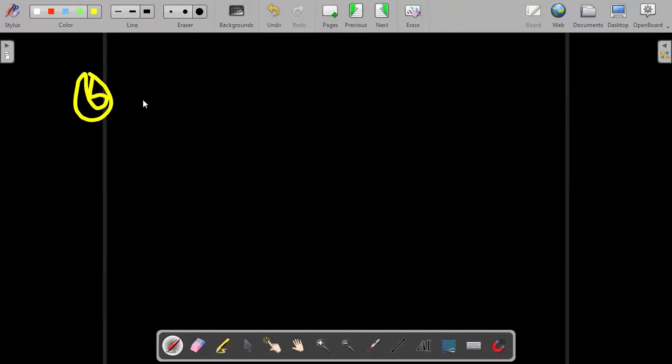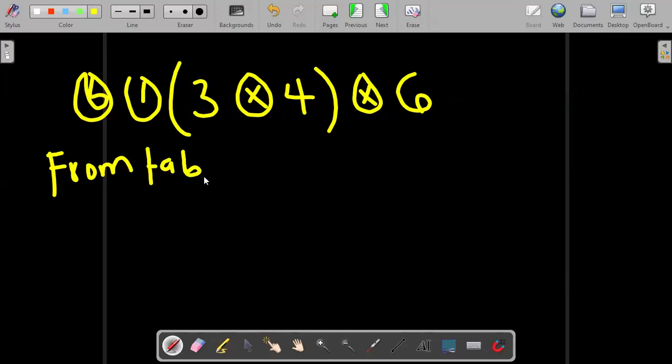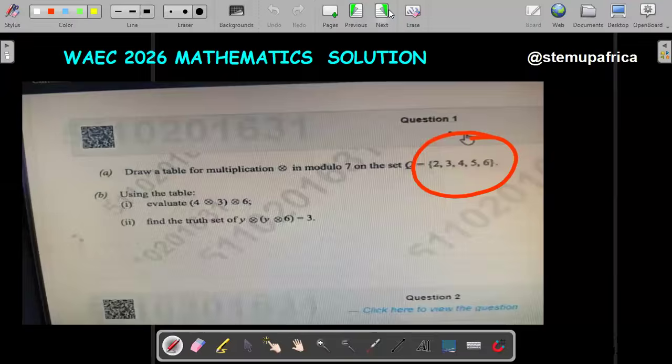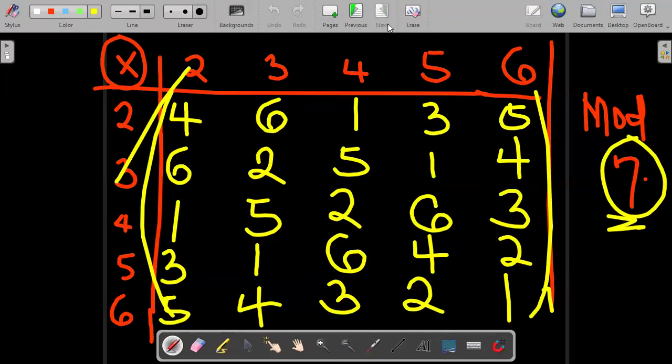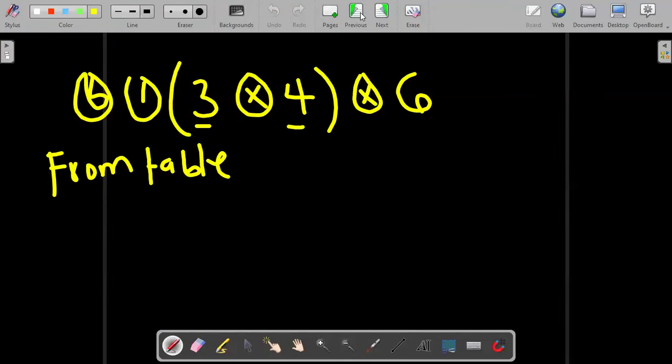The B part now, from figure 1, you say 3 multiplying by 4, bracket open close, multiply by 6. So what you do now, you have to make reference of the table. Let's see. If 3 multiply 4 from the table, what am I having? Let's check. Look at it. 3 multiply 4, what do we have? 5. It's 5.